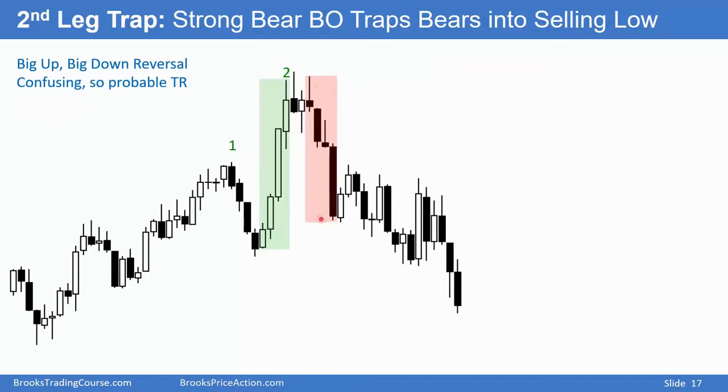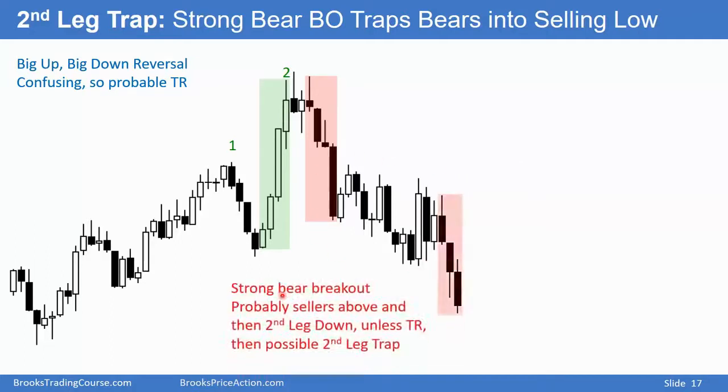Big up, big down, so big confusion. Big confusion usually means the market's going to go sideways, and it went sideways for about 10 bars. Reasonably strong bear breakout. Probably sellers above, probably the first reversal up, bears will sell it, and then a second leg down. But sometimes the second leg is brief, only a single bar. For example, after this big bull breakout, this was the second leg, just a single bar.